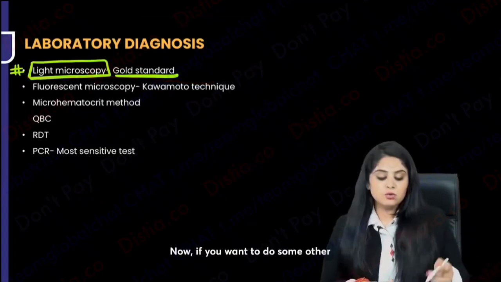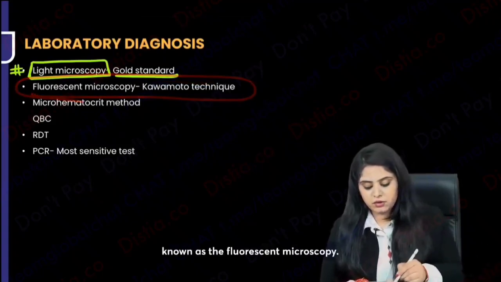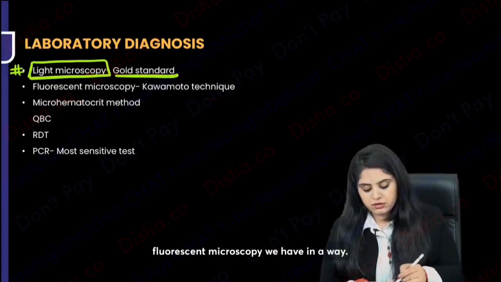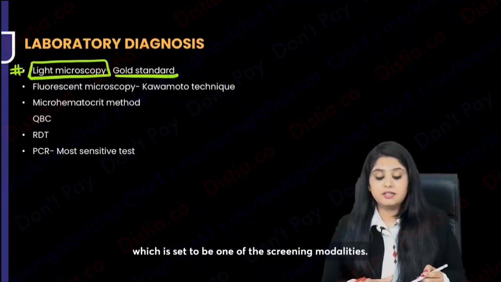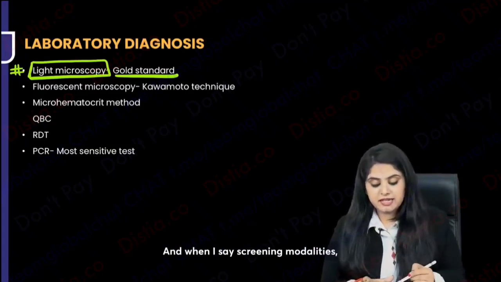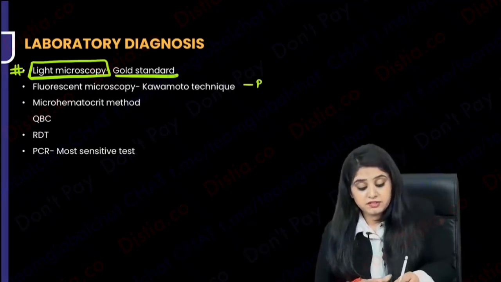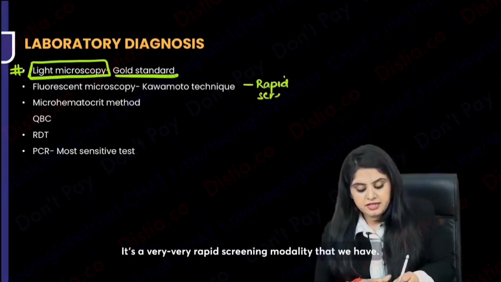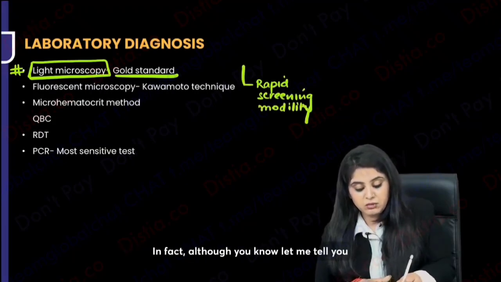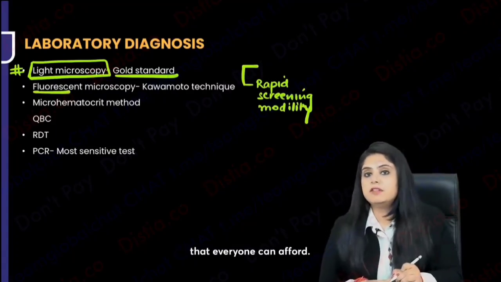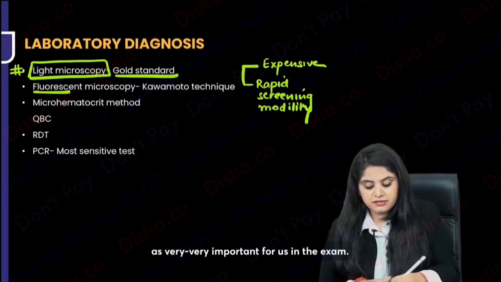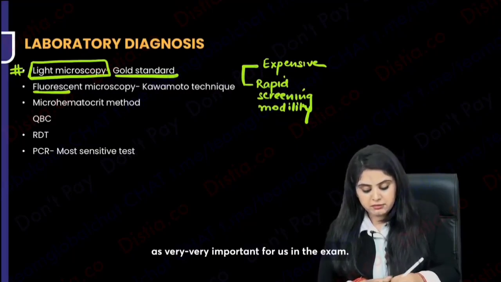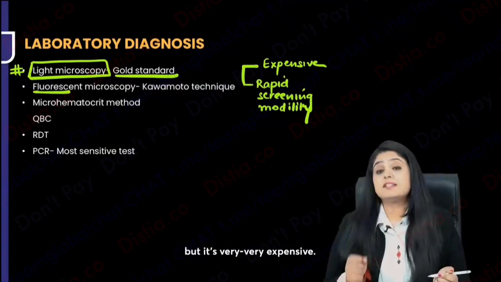Now, if you want to use some other fancy microscope, that is known as the fluorescent microscopy. Please note that fluorescent is said to be one of the screening modalities, and it is a very, very rapid screening modality that we have. In fact, let me tell you, the fluorescent microscope is not something that everyone can afford. It's very, very expensive. But definitely, it is very important for us in the exam. So, it's a rapid screening modality, but it's very, very expensive.